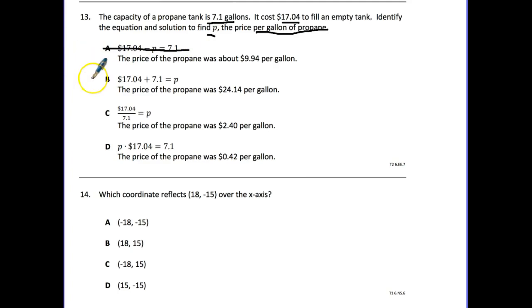And I'm looking at B. $17.04 plus 7 1/10 equals the price of propane. Well, again, this is the cost to fill an empty tank, and this is the number of gallons that the propane tank can hold. So I don't see how you can add those two together to get a price per gallon. That is not good number sense at all.